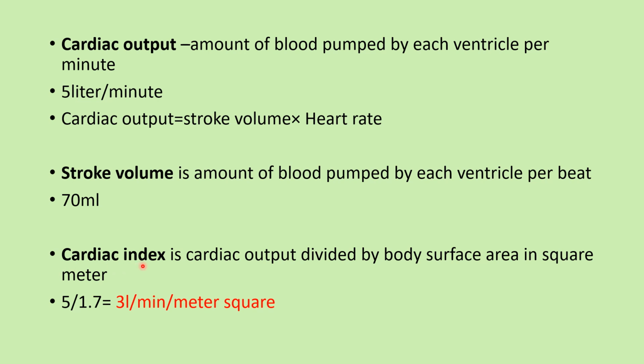Cardiac index is the cardiac output divided by the body surface area in square meters. So cardiac output is 5 liters, and body surface area is 1.7 square meters. So the normal cardiac index is 3 liters per minute per square meter.